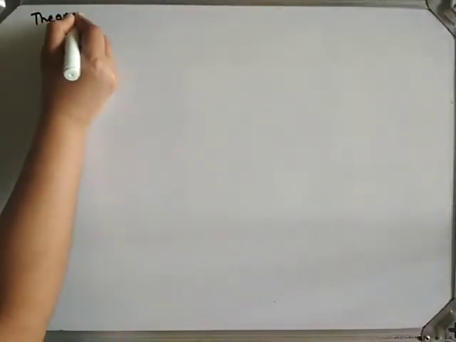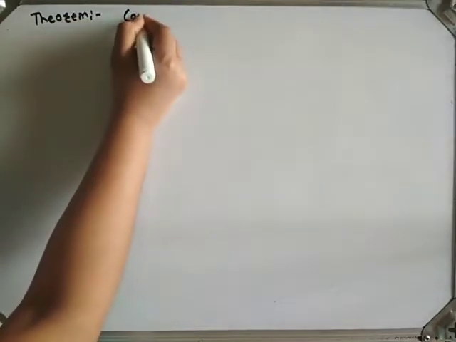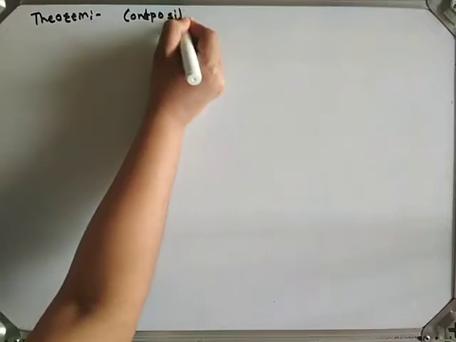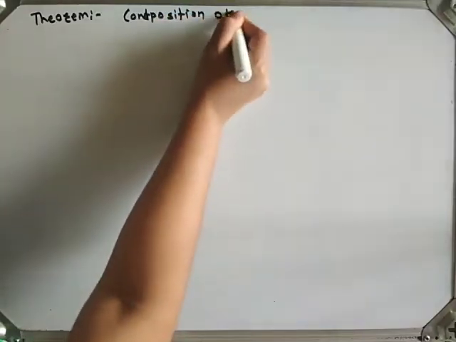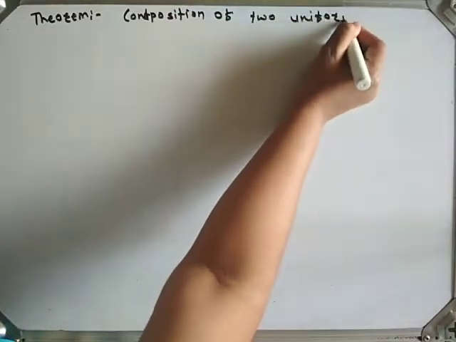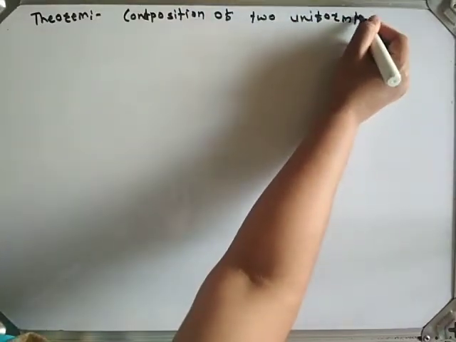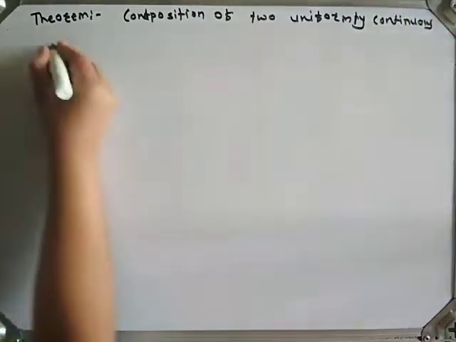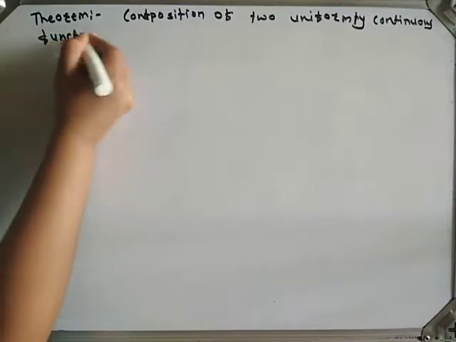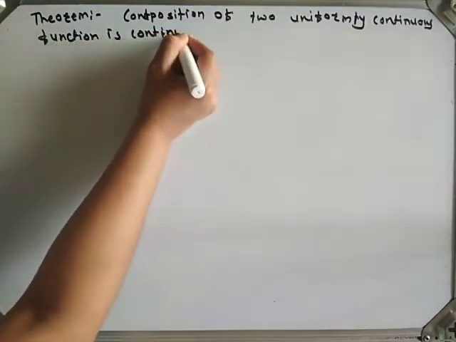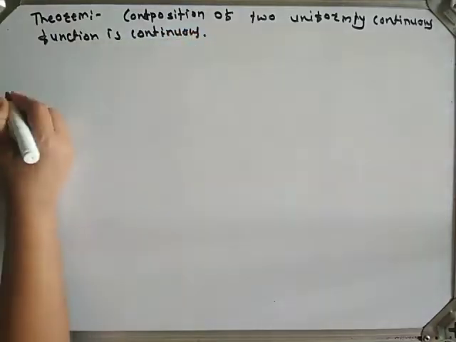Students, let us start with the theorem: composition of two uniformly continuous functions is continuous. Okay. Proof.